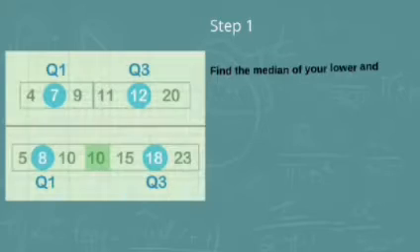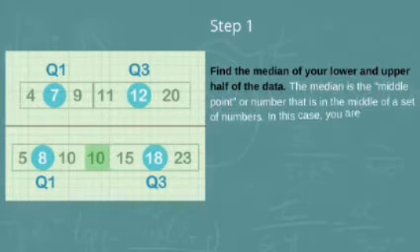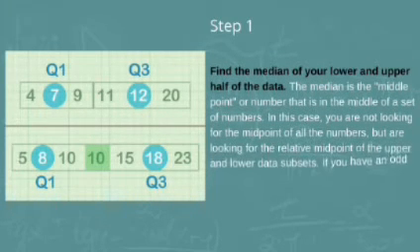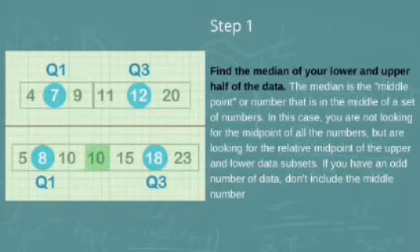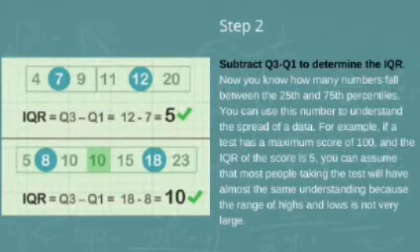Method number 3 is calculating the IQR. Step 1. Find the median of the lower and upper half of the data. The median is the middle point, or number that is in the middle of the set of numbers. In this case, you are not looking for the midpoint of all the numbers, but are looking for the relative midpoints of the upper and lower data subsets. If you have an odd number of data, then include the middle number.